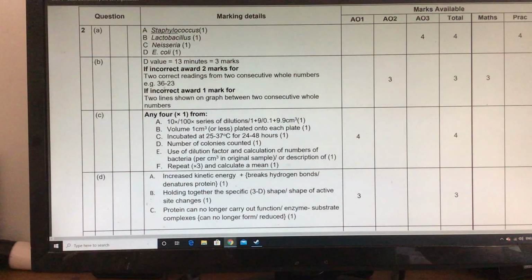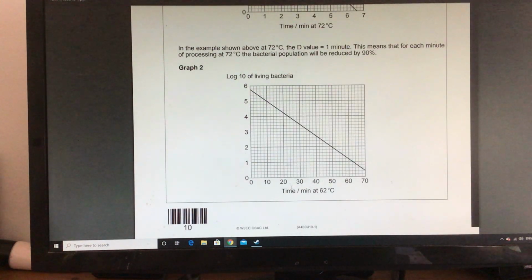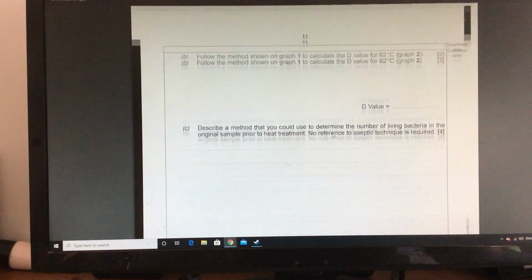Let me just look at that mark scheme. Yeah, 36, take away 23. And then you get to your D value of 13 when you're counting them out. The actual doing it is easy. The understanding the question is hard. Okay, so that's why the talk through.